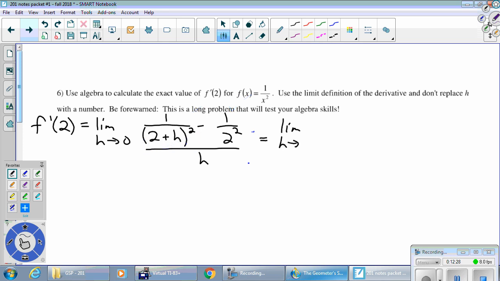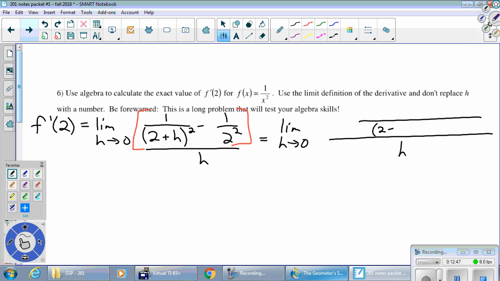Limit as h goes to 0, the whole thing over h. So I'm going to get a common denominator on top. So this entire thing right here, we're going to make one single fraction, and the lowest common denominator up there is the 2 plus h squared, and then also the 2 squared. I'm just going to put a 4 for that one.